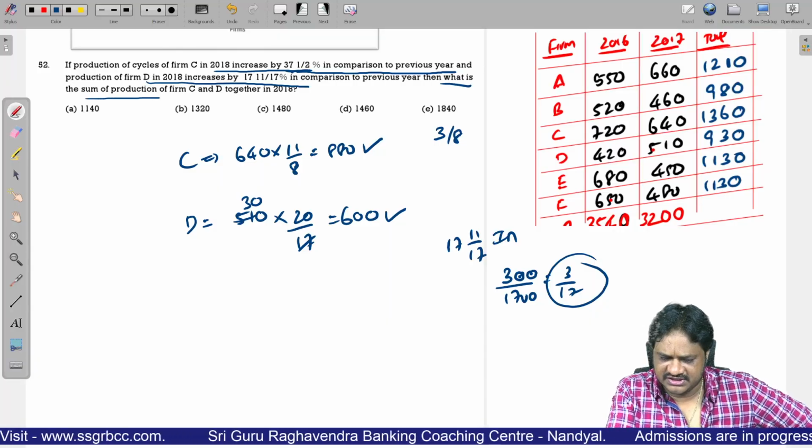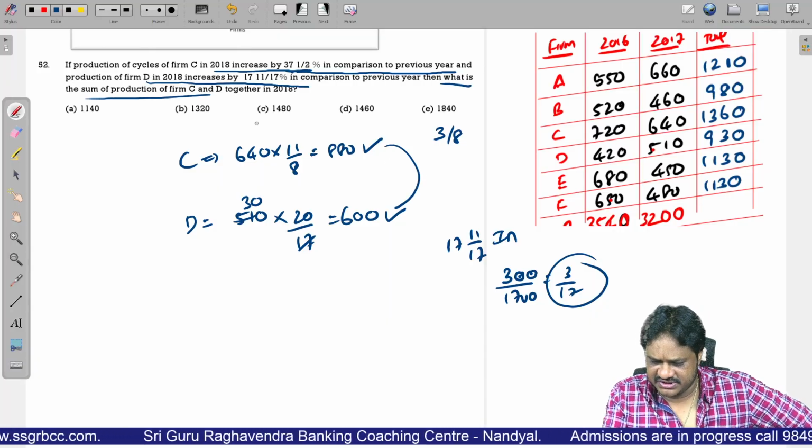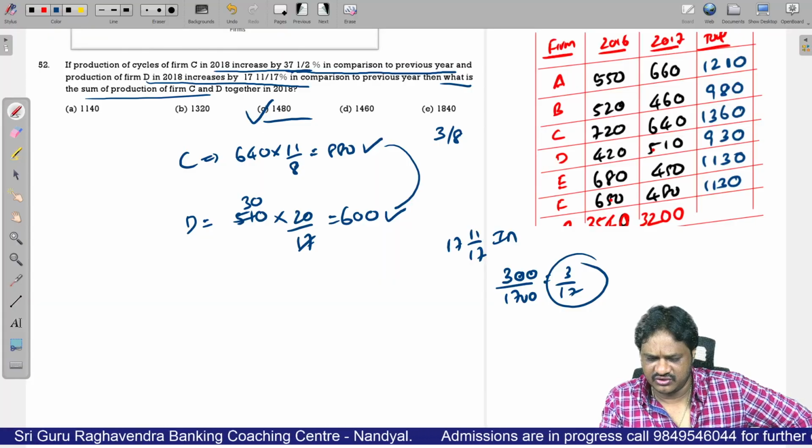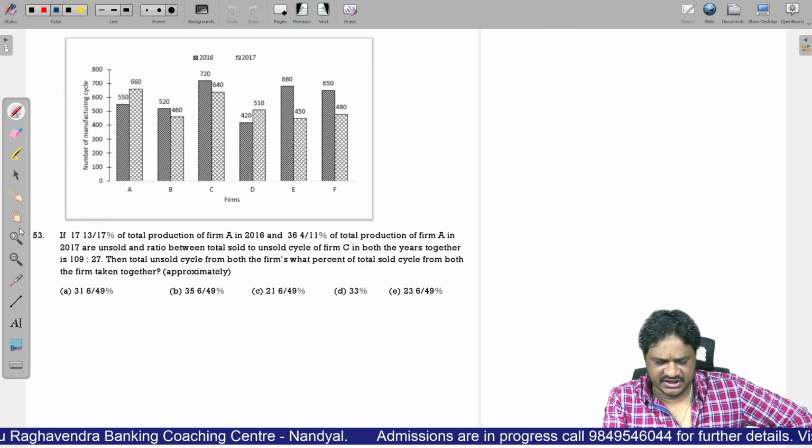So one value we got 880, one value we got 600. What is the sum? So what is 880 plus 600? That is 1480. 1480 is the correct answer. Option 2. Let us see the next question.